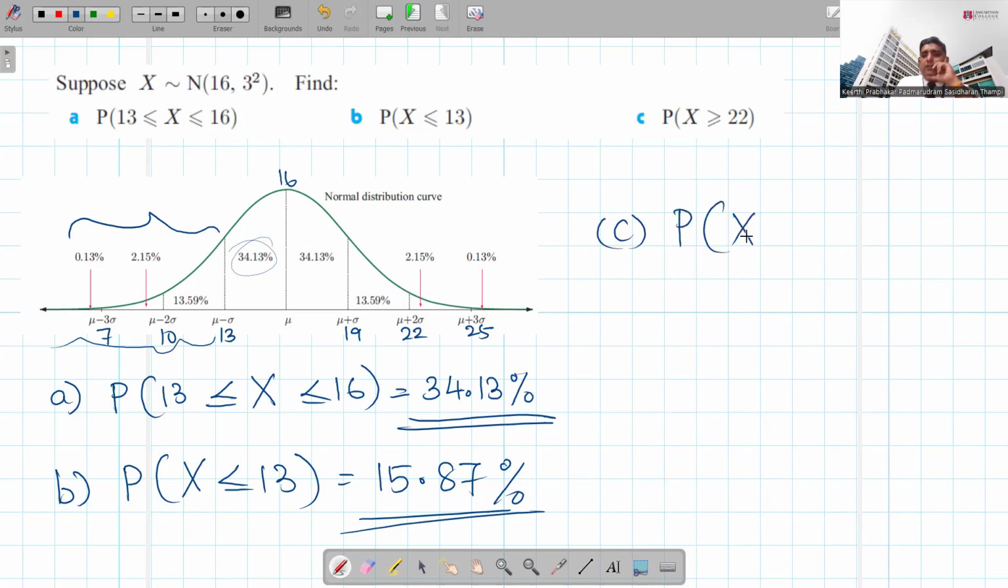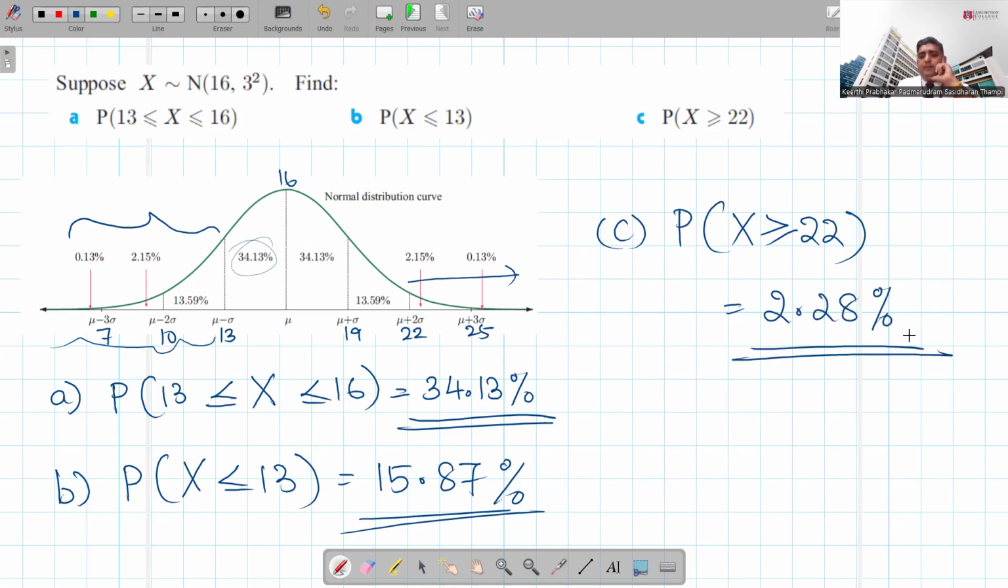What is the probability of a chosen piece of data greater than or equal to 22? So greater than or equal to 22 means towards this side. Again, 2.15 plus 0.13 is 2.28%. All right, guys. So this is the last part of normal distribution that we will discuss.